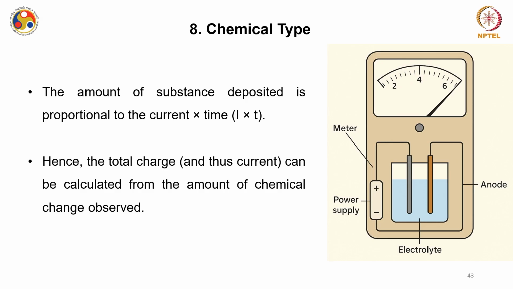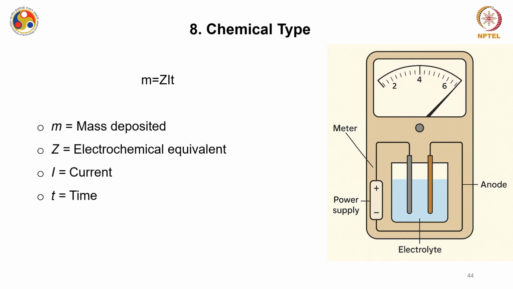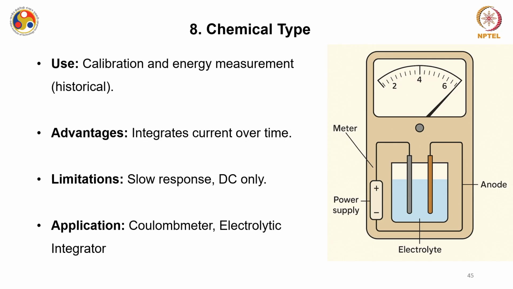So if you know the total charge and if you know the total time, you can of course find the current. The total charge can be calculated from the amount of chemical change observed in these chemical type instruments. In this case, if M is the mass deposited and Z is the electrochemical equivalent, then M is equal to Z into I into T, or M is directly proportional to current into time. So this deposited mass gives you a direct idea of the current flowing.